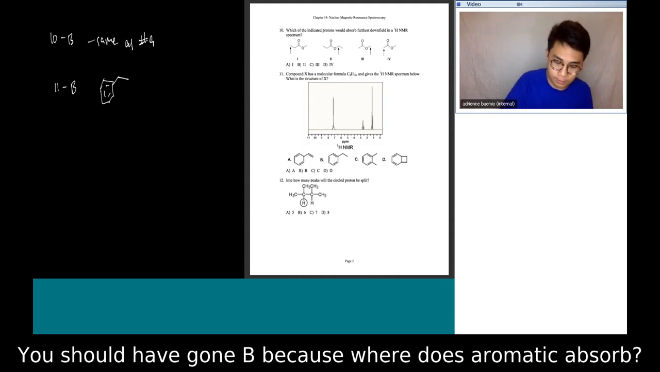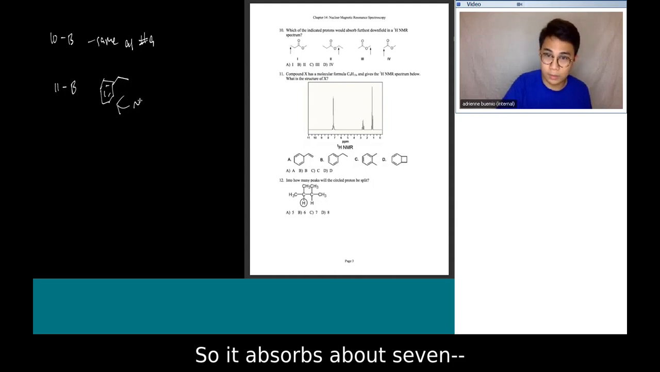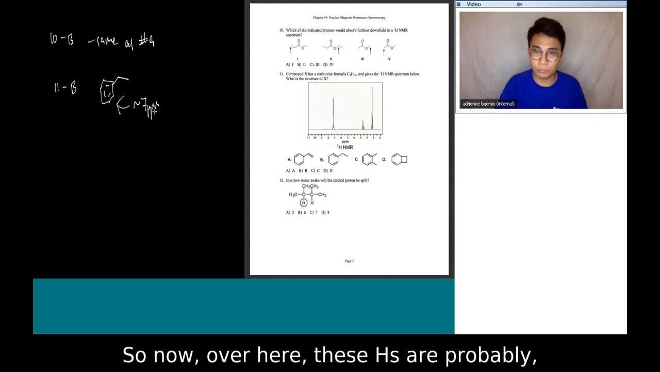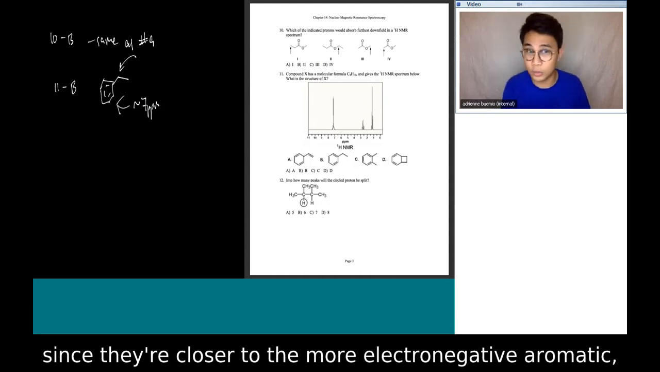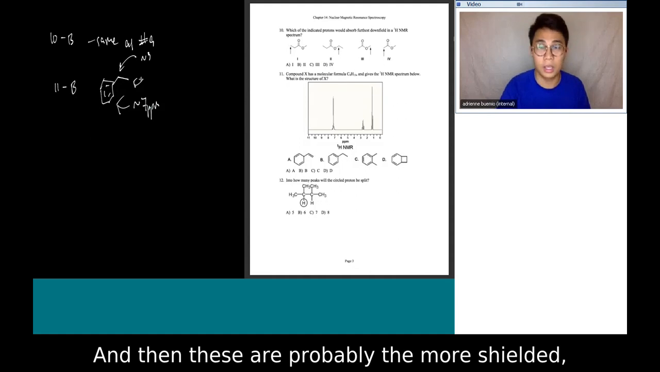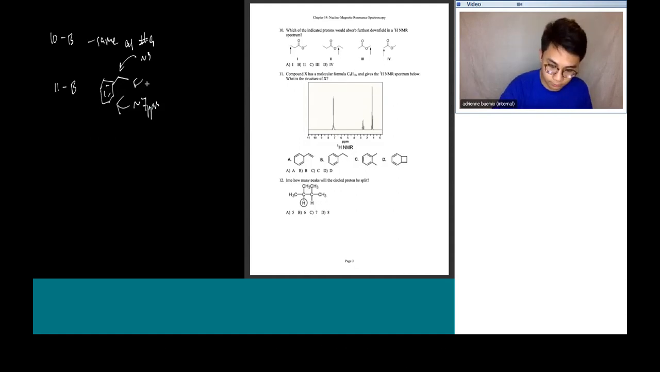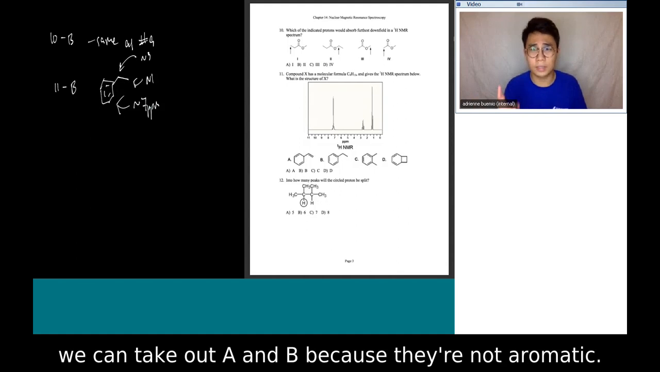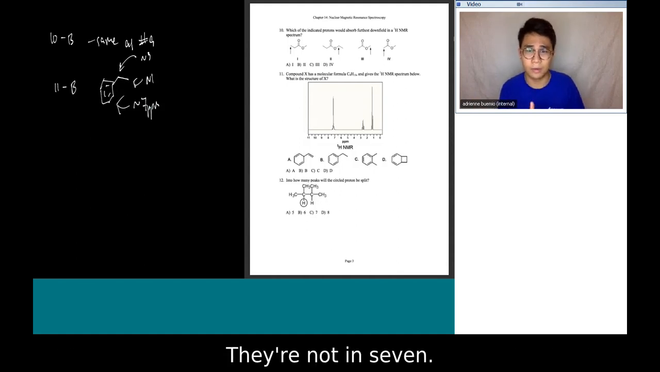where does aromatic absorb? So it absorbs at about 7 ppm, right. Now, over here, these H's are probably, since they're closer to the more electronegative aromatic, around the 3 area, right? And then these are probably the more shielded ones. And if we really want to risk it, for sure we can take out A and D because they're not aromatic, right? They're not at 7.